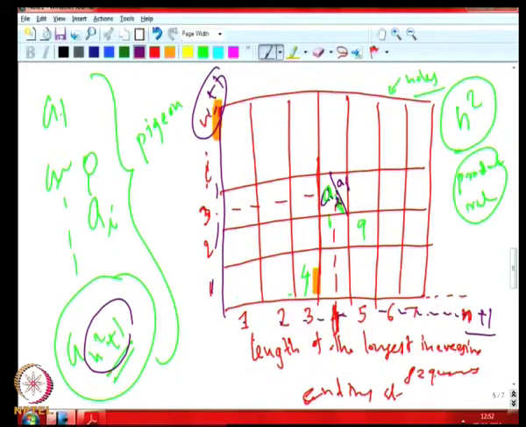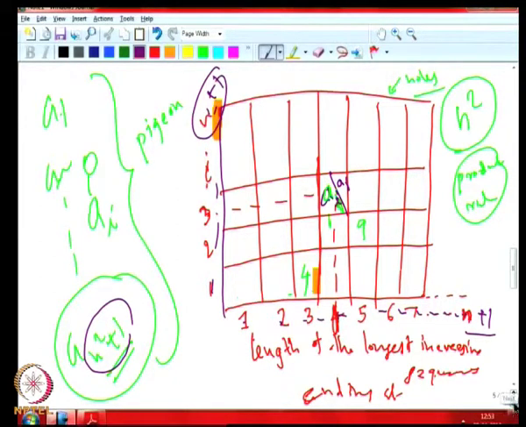Similarly, if that is not true, the number of decreasing subsequences, which are marked in the rows, should have n plus 1 possibilities, that means there should be a decreasing subsequence of length n plus 1. This is what it says.